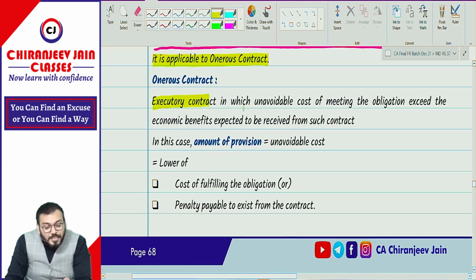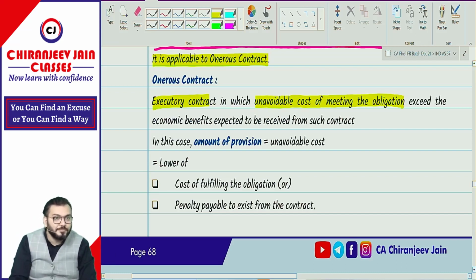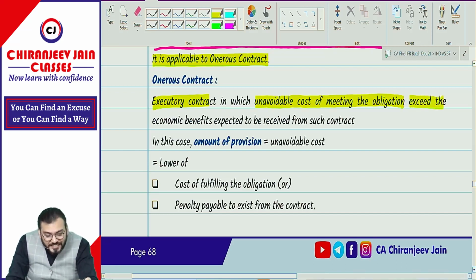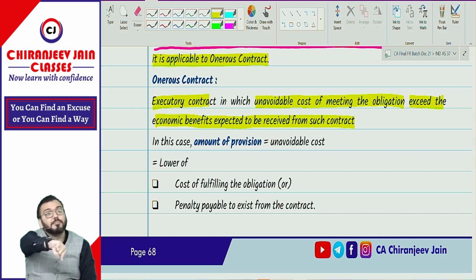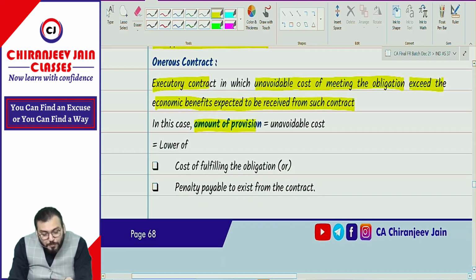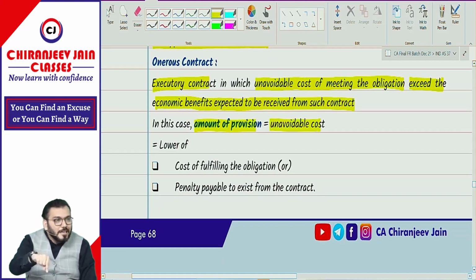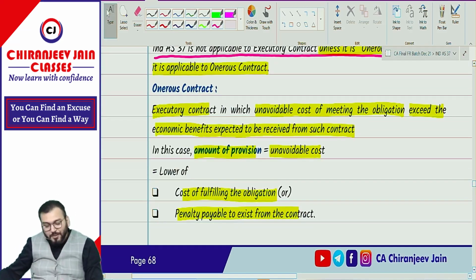Executory contract in which unavoidable cost of meeting the obligation, the cost which cannot be avoided, exceeds the economic benefit expected to be received from such contract. Of course, when we are not using the machinery, no benefit, only we can sell it. Correct? In this case, the amount of provision will be the unavoidable cost. Unavoidable cost will be the lower of cost of fulfilling the obligation or penalty payable to exit from the contract. Understood? I hope you have understood.